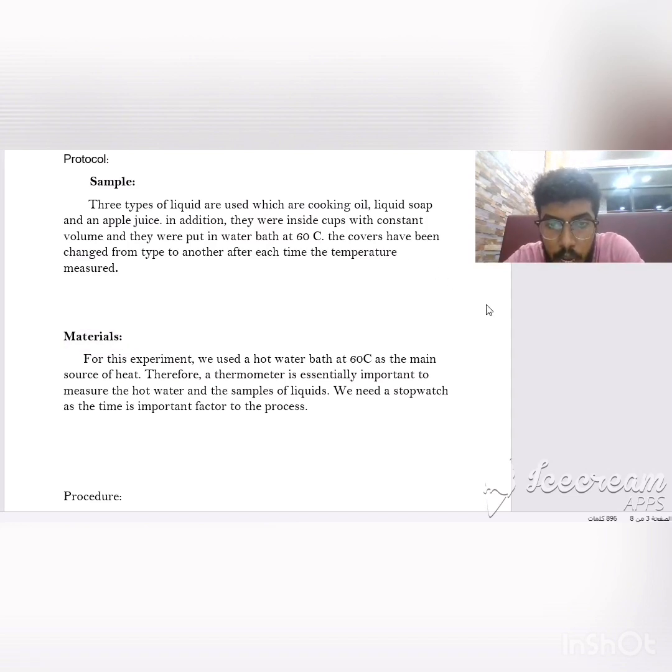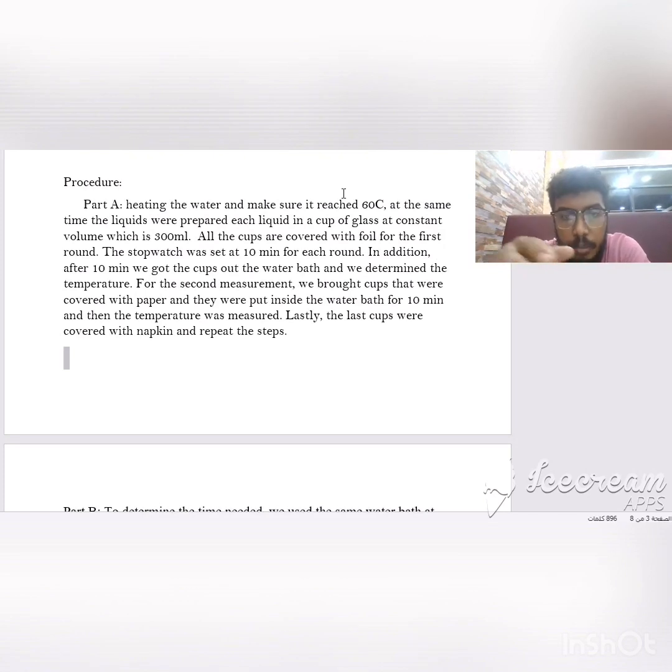To keep our temperature constant, we used a thermometer through the experiment. The usefulness of the thermometer is basically to measure the temperature of the water bath. Through this process, we measured the temperature a lot of times in order to make sure that the temperature is constant at 60 degrees. For our experiment, we have two experiments. Mainly, it's about temperature.